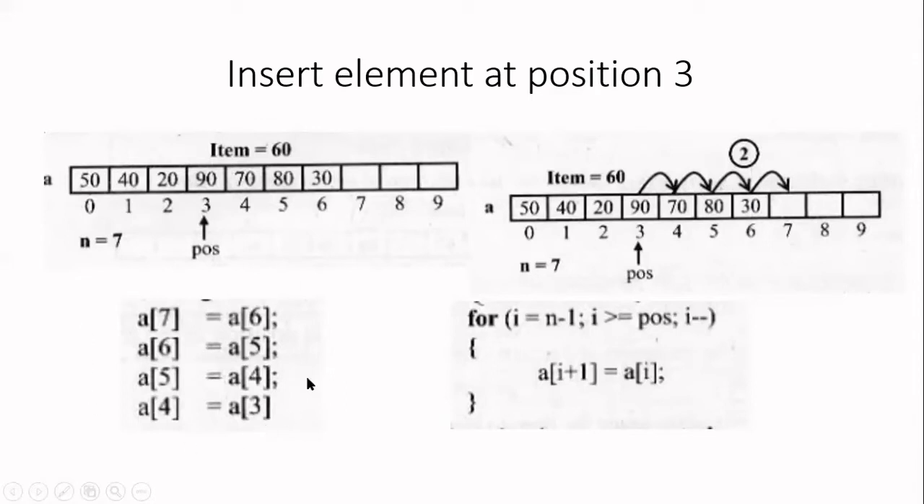Okay, so now let us follow the steps here. You can see the movement steps. First, you take the element at a of 6, put it in a of 7. So that is written here. After that, you take the element at a of 5, put it in a of 6. Then a of 4 should be stored in a of 5. Then a of 3 should be stored in a of 4. So how long do I have to write like this?